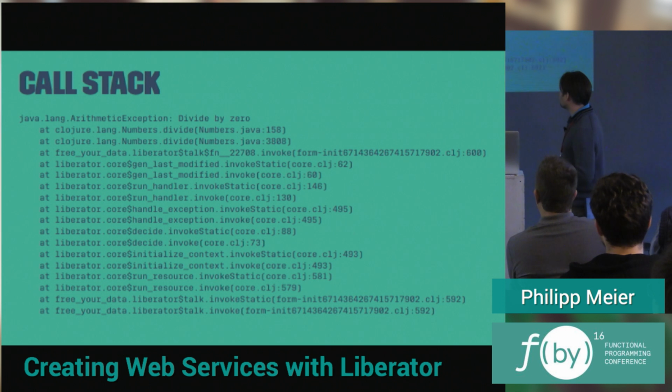Wow, this is how the call stack looks then. It's a little scary because it's the Java virtual machine and Clojure, but you can see it's quite handy. We start with initialize context, then comes decide, which calls handle exception, which runs the handler, calls like generate last modified and all that. Initially triggered by a divide by 0, done on purpose. But this is helpful also in debugging, that you have functions calling functions.